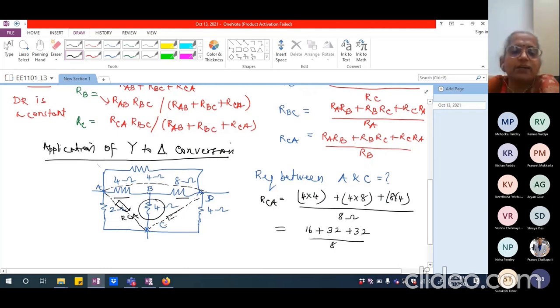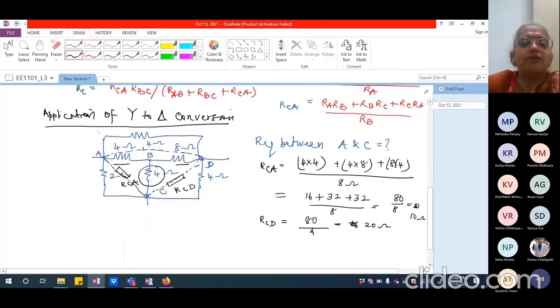Similarly, I should be able to get RCD. For RCD, this resistance should come at the bottom. So this is 16 plus 32 plus 32, 64, 64 plus 16, that is 80, 80 by 8, which is going to be 10 ohm. Please correct me if I make any mistake. So this is going to be 10 ohm. And RCD is going to be again 80 divided by the other resistance, 4. So that is 80 by 4, which is 20 ohms.